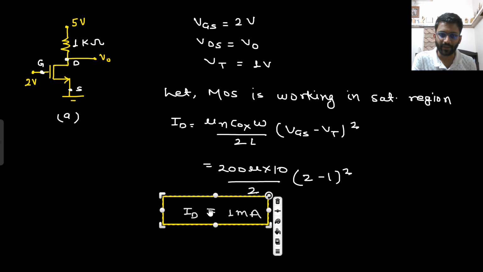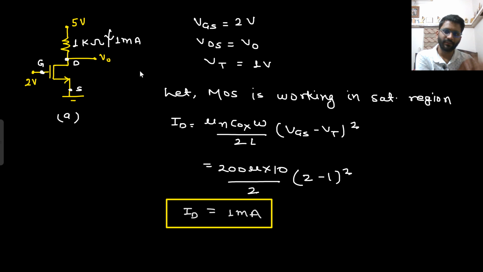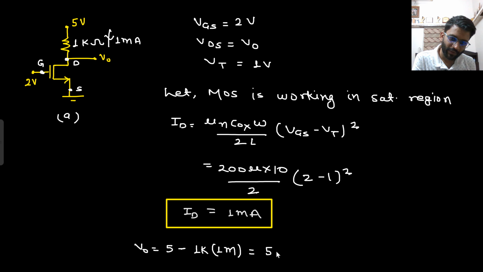ID value is 1 milliampere, right? This value you got, 1 milliampere. Now if this current is 1 milliampere, what will be the V naught value? V naught value is 5 minus 1 kilo ohm into 1 milli. That would be 5 minus 1, that would be 4 volt. So V naught value came out to be 4 volt.